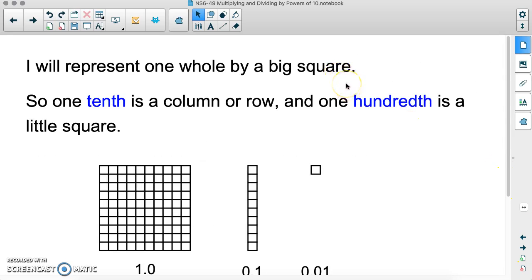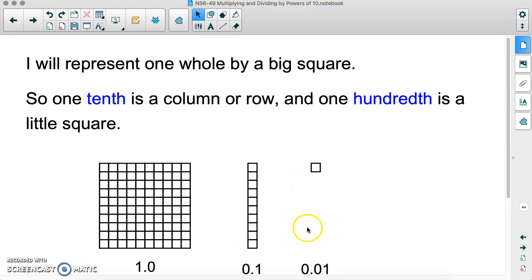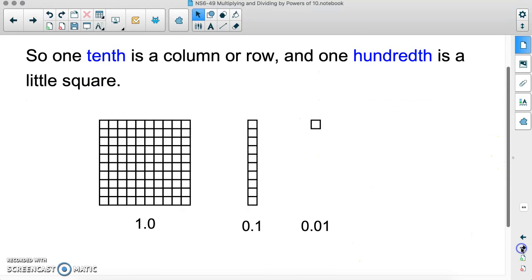So for the next example, I'm going to represent one whole by one big square or 100 square. This is going to be one whole. So 1/10 is going to be a column or a row, so 0.1, and 1/100 is going to be a little square. Okay, keep this in mind as we go on.